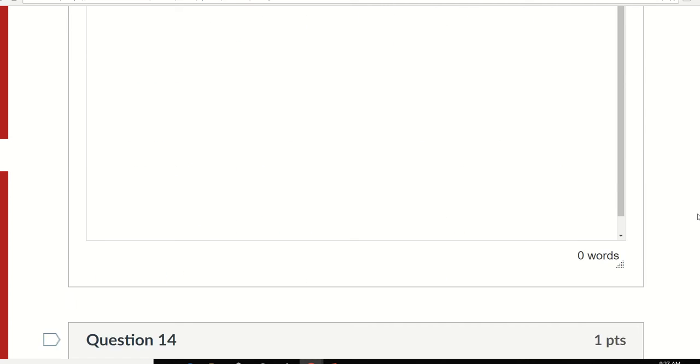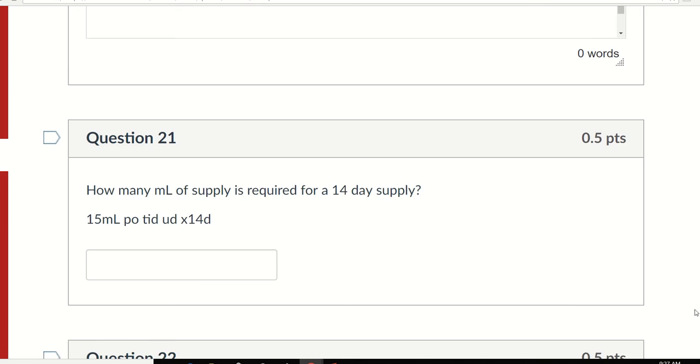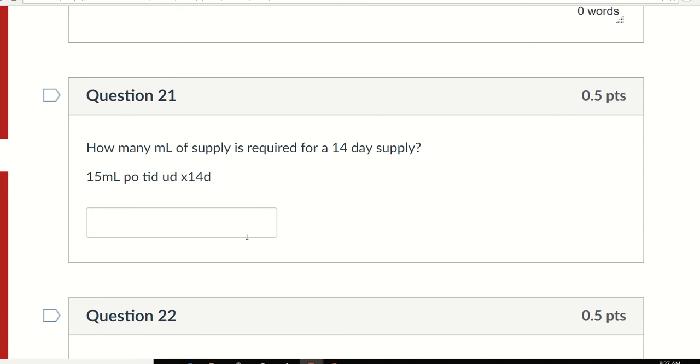21. For 21, this is what's called QSing, or quantity sufficient. In this case, the doctor gave us EDS, so the drug should last 14 days. But what the doctor didn't do is tell us how much to give them. So it's usually pharmacy to QS. The pharmacy needs to figure out how much to give the patient. So each dose, how many mLs are they getting?